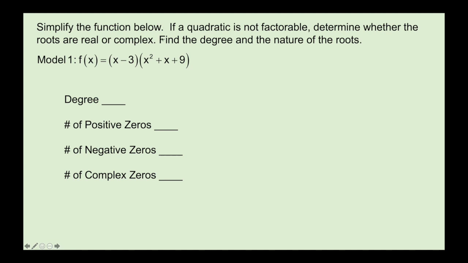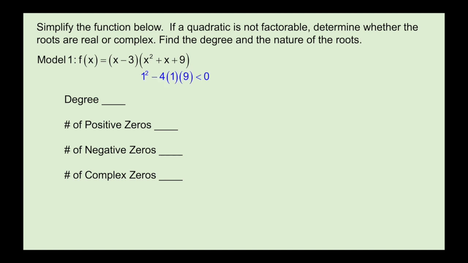Now, from here, we know that this is going to give us a positive 3, so I am expecting to have 1 positive zero here. I need to figure out this section right here, whether this is going to give me real solutions or if they're going to give me complex zeros. And I'm going to do that by just figuring out the discriminant, b squared minus 4ac.